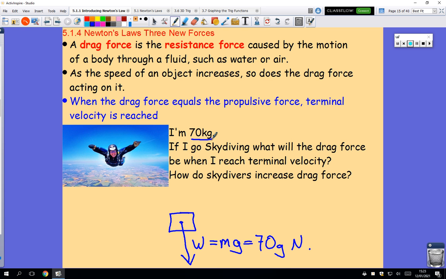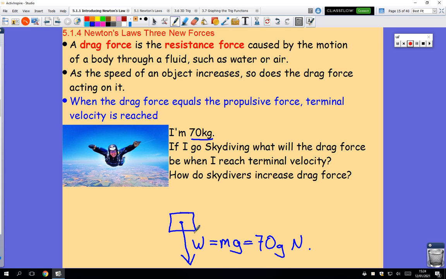So that's my force. I go skydiving, I jump out of a plane. That's the force driving me downward towards the center of the earth: 70 g newtons, which is about 700 newtons, taking g to be about 10. As I travel downwards, I gather speed, and as I gather speed, the air resistance to my motion increases. The drag force increases as I'm dropping towards the earth.